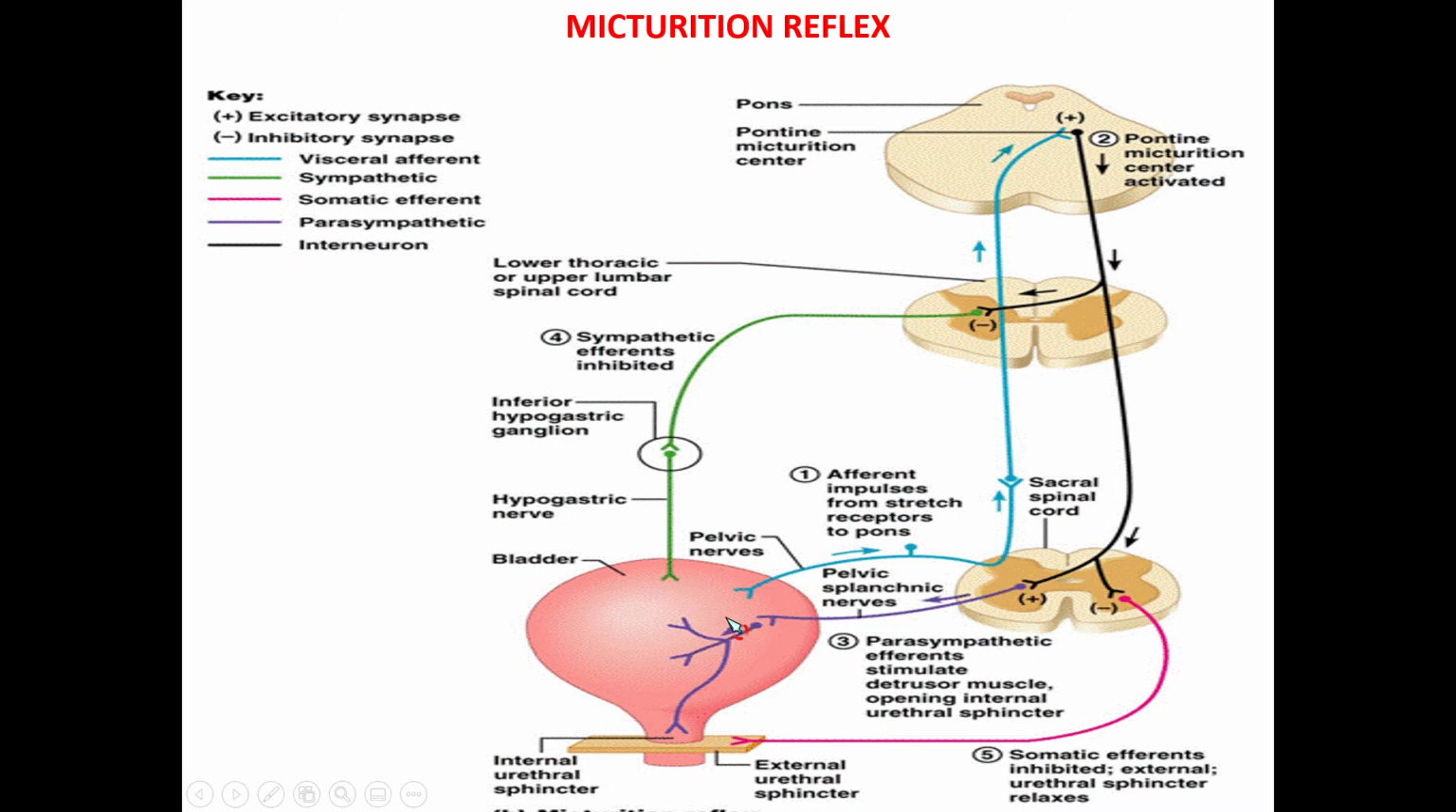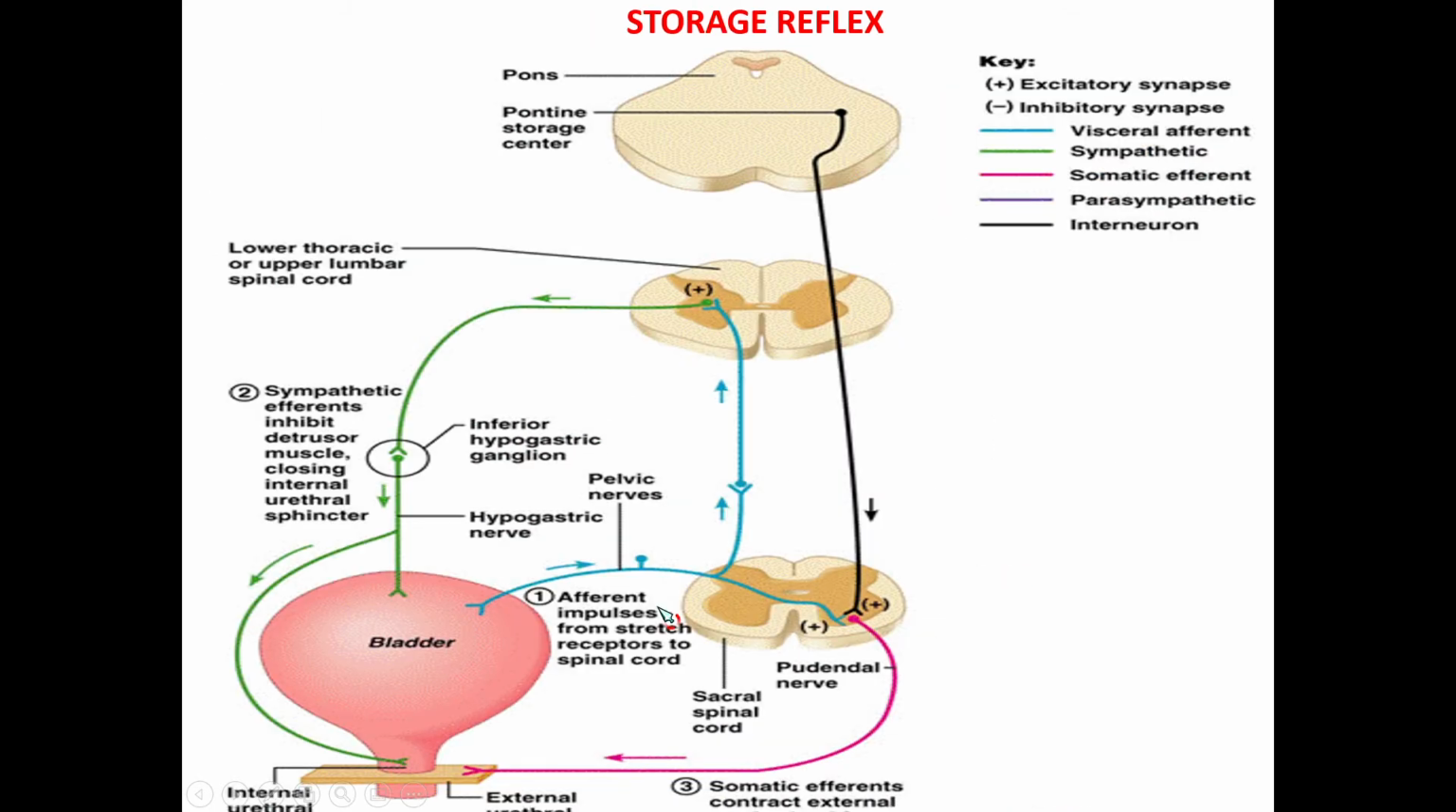So once you fill your bladder more and more, what happens? The stretch impulses here in the walls of the detrusor muscle, in the walls of the bladder, you have got the stretch receptors. So the impulses will move through the pelvic nerves. The afferent impulses from the stretch receptors will move to the sacral areas, to your reflex center. From here, it will move up.